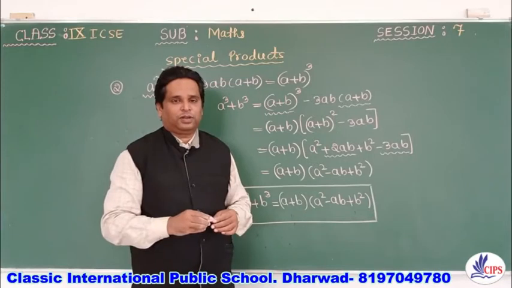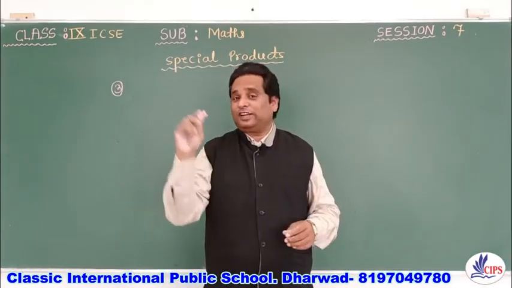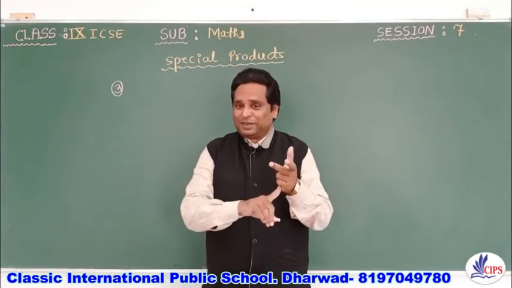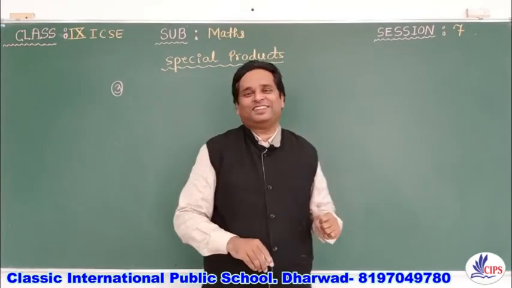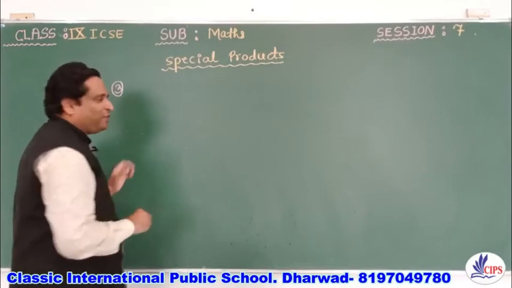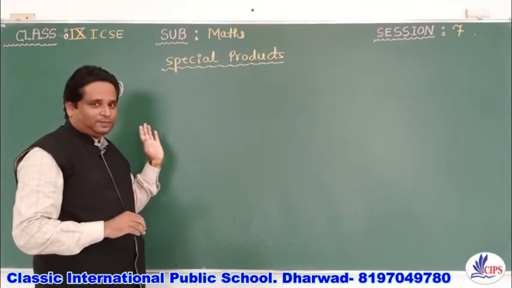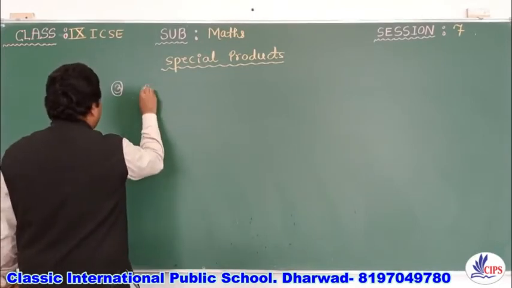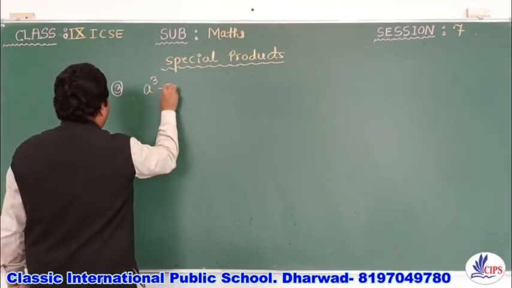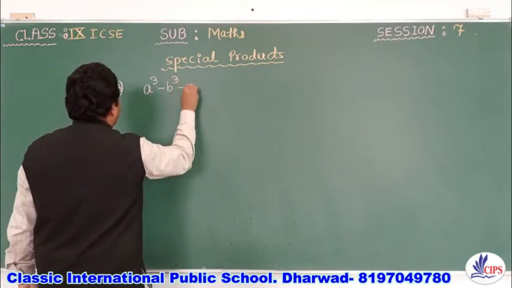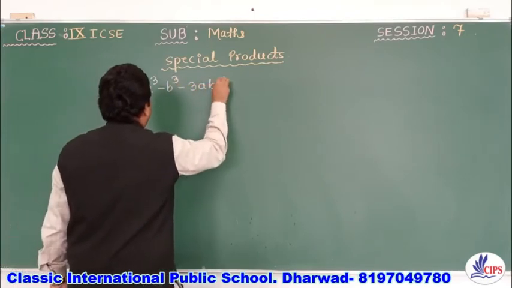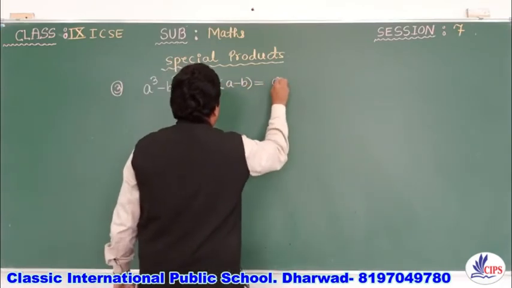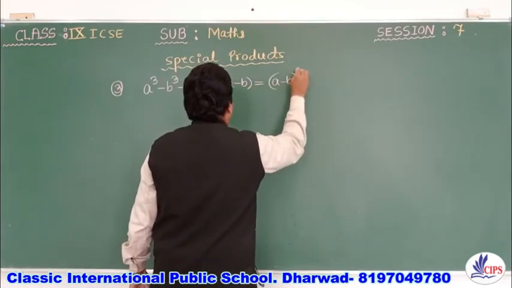Understood, children? Yes, children, we have completed the first special product and the second special product. We'll go to the next one, the third special product. We are familiar with the (a − b)³ expansion, children. (a − b)³ = a³ − b³ − 3ab(a − b).